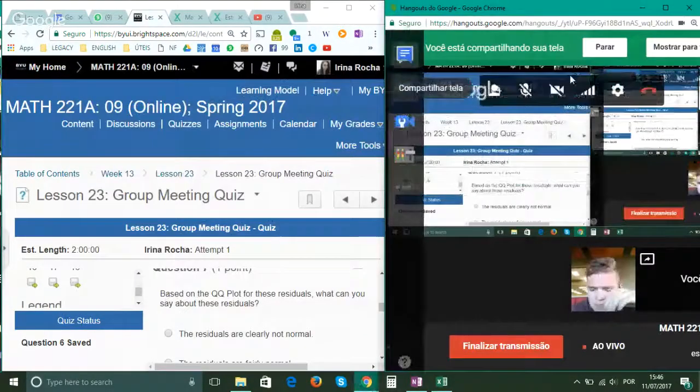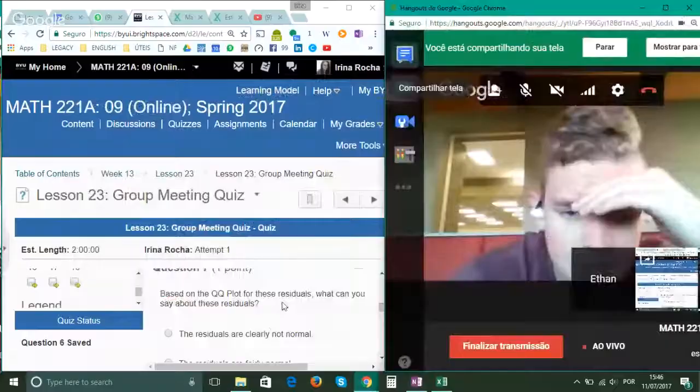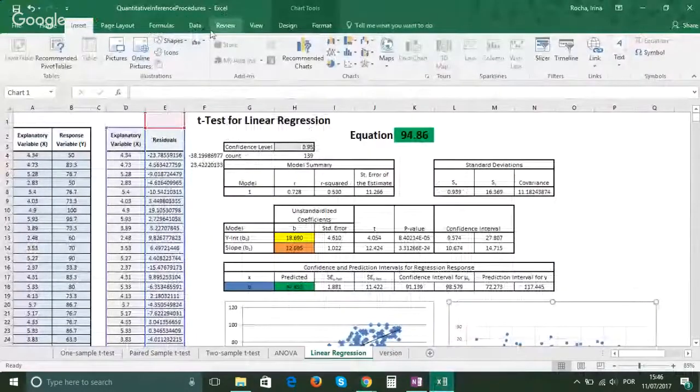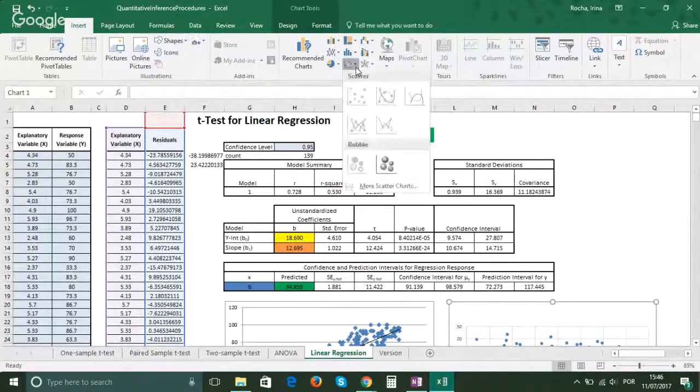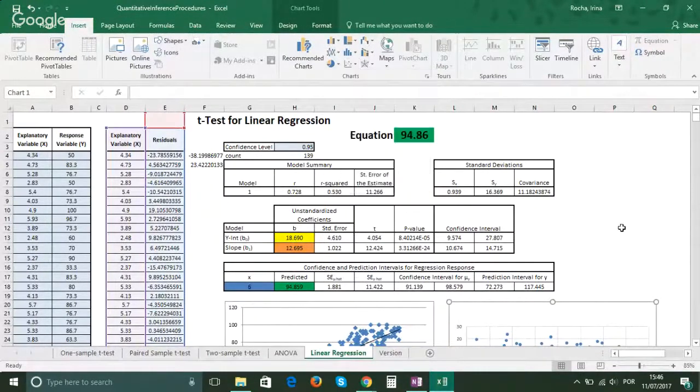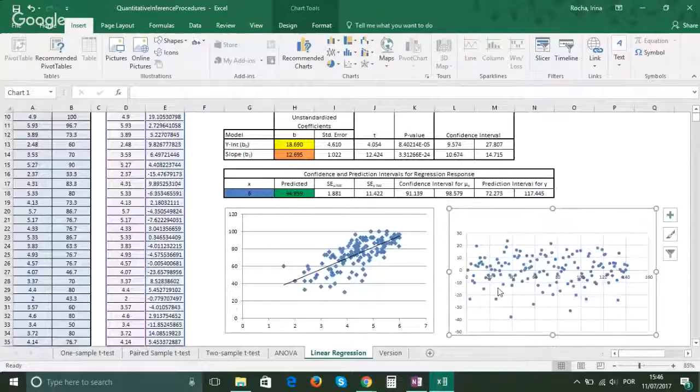And here comes my question for the next one. 7, can you read? Yeah, based on the QQ plot for these residuals, what can you say about these residuals? So my question is, what I did, yes, I clicked on D and E, insert tab, and this one, which is a scatter plot. But this is not a QQ plot.